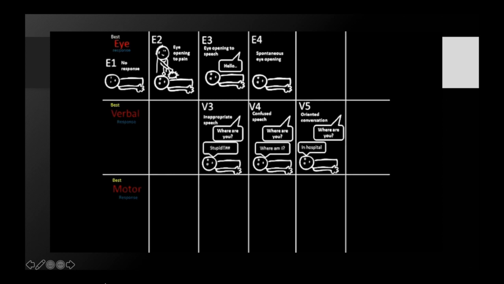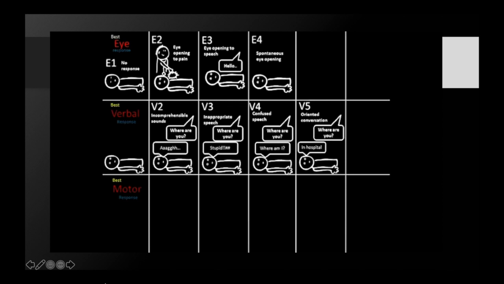So he's getting a score of V3 for inappropriate speech. We ask him again, where are you? And if he responds by saying "Aga", then he's giving very incomprehensible speech, an incomprehensible sound, so he's given a score of V2.